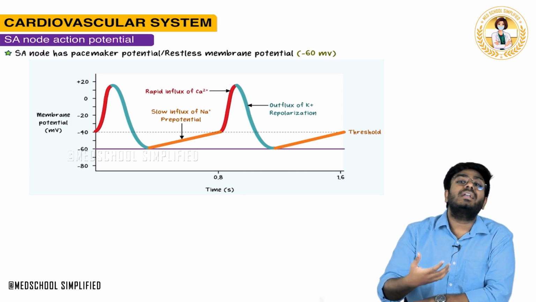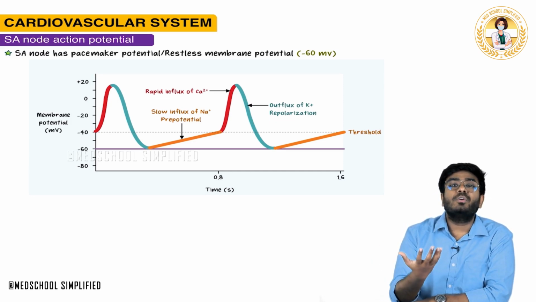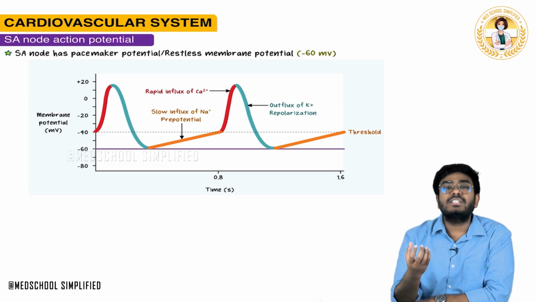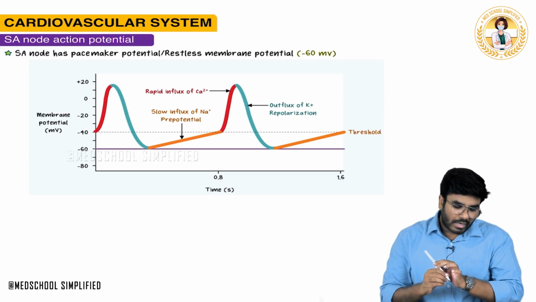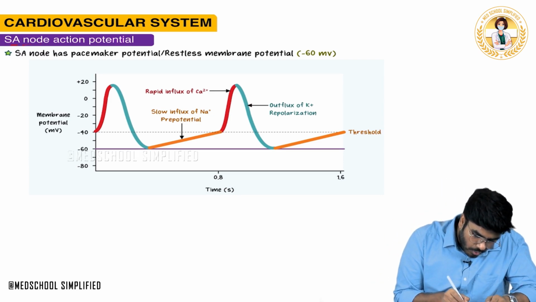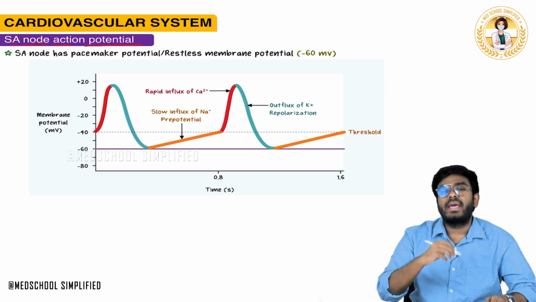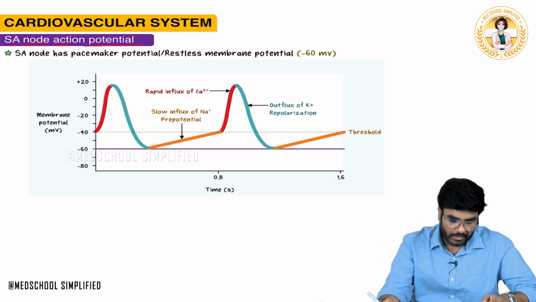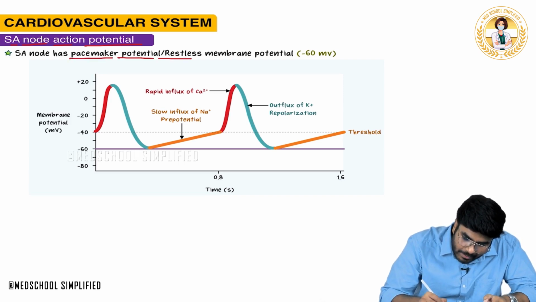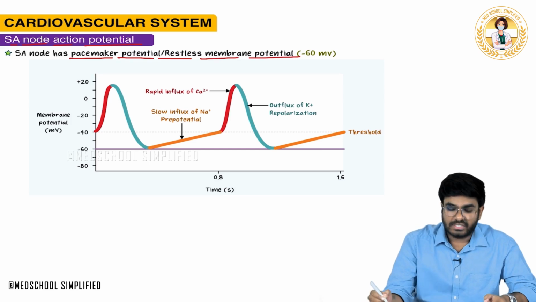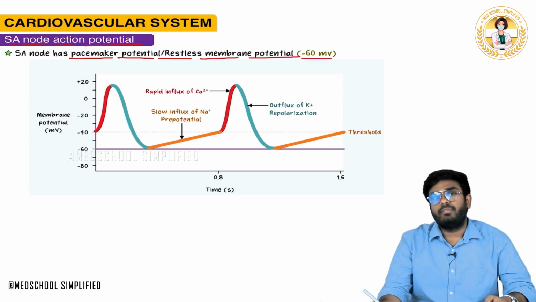They control the heart rate, out of which the SA node is the pacemaker of the heart because it's producing the maximum number of action potentials. So now let's see how the action potential of the SA node happens. The SA node has a pacemaker potential or restless membrane potential, which is at minus 60 millivolts.